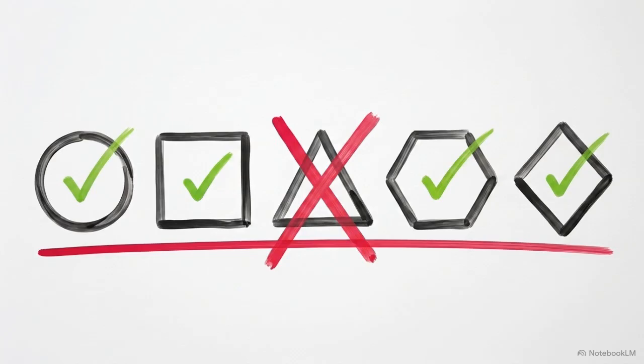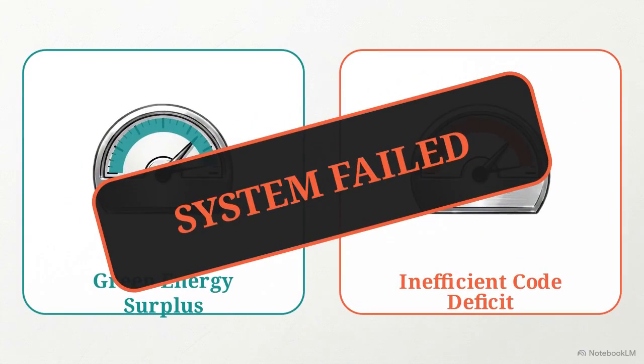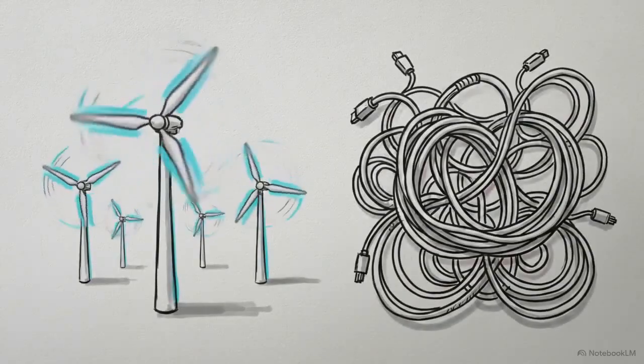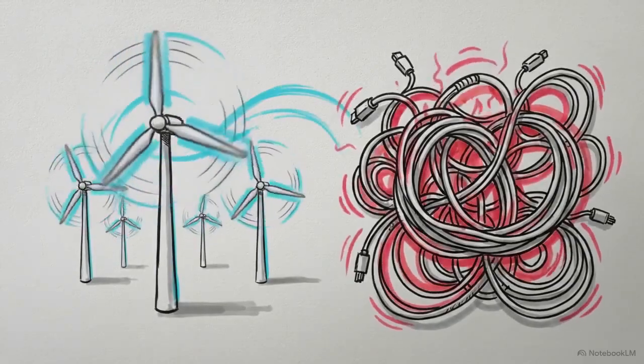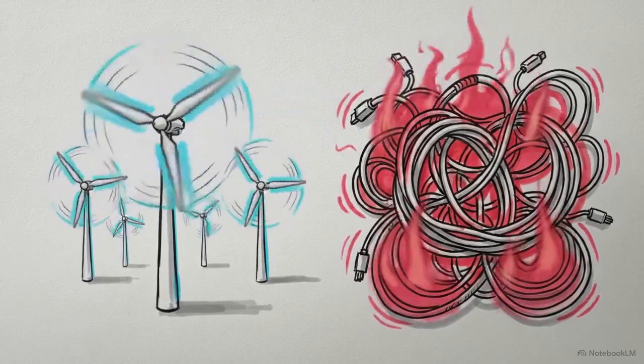The critical principle of this framework is that these dimensions are non-compensatory. A surplus in one area does not cancel out a deficit in another. Deploying a system on a grid running on 100% renewable energy does not mathematically excuse executing highly inefficient, wasteful code.